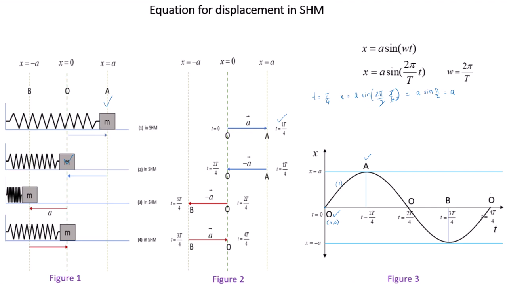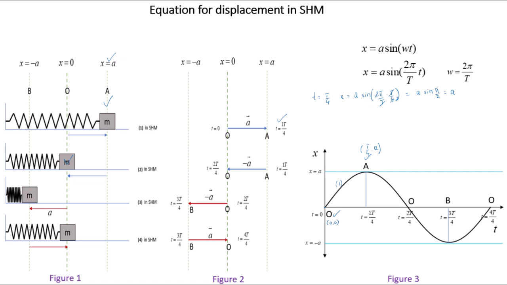So I can write the coordinates of the point A as T over 4, comma A. And we see that x equals A indeed matches with what we observe in the case of a particle executing simple harmonic motion. We see that the displacement is A, and therefore this function helps us so far to confirm that it provides displacement values in accordance with the observation for a simple harmonic motion.